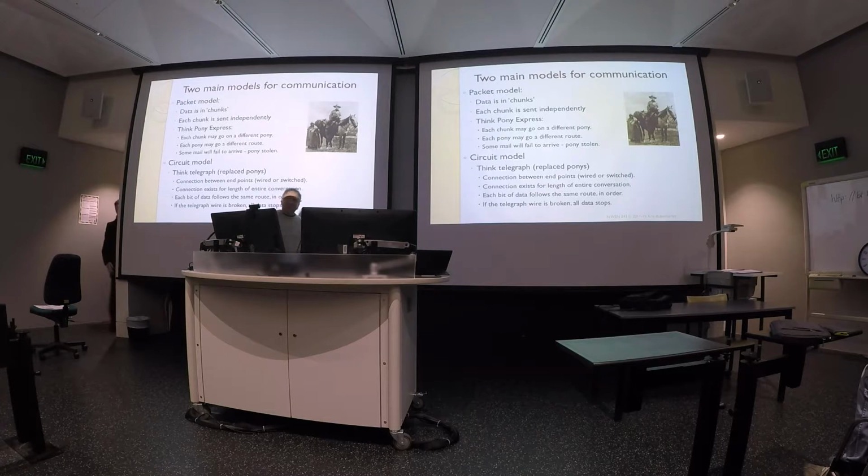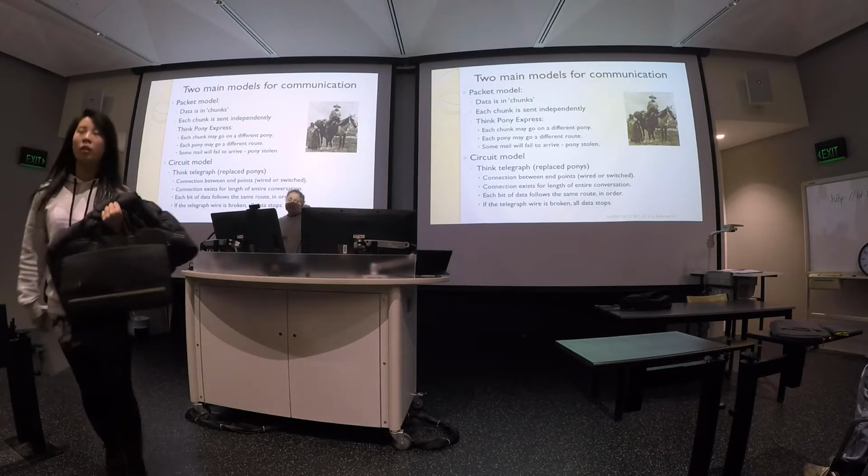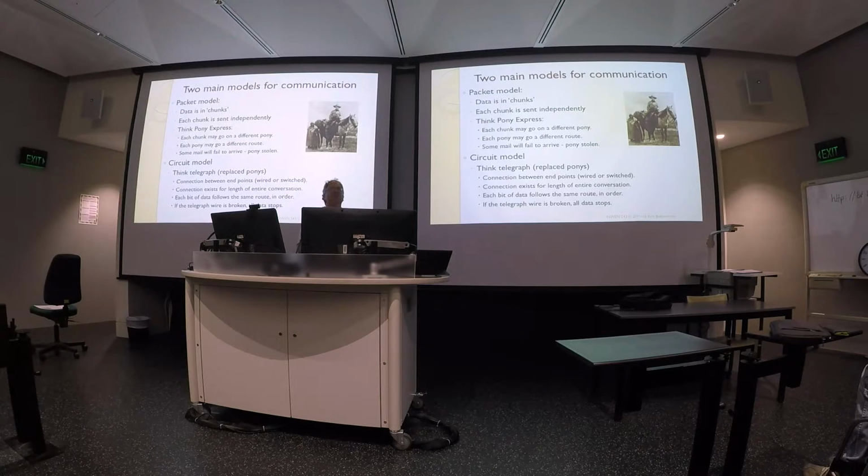Now, telegraph. Okay, that replaced the Pony Express. It was wires strung on poles from A to B instead of people riding ponies. Now, what this actually meant was there was this idea of a physical connection between two points. You didn't have a horse and a man riding back and forth. You had signals going along a piece of wire that had a physical connection. So the other point is the connection exists for the entire length of that communication.